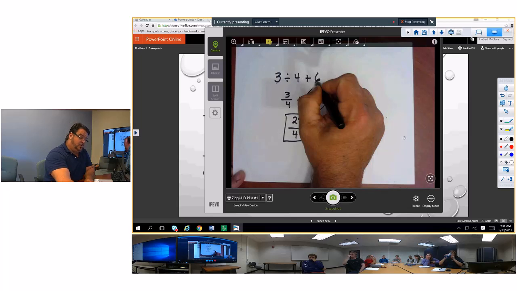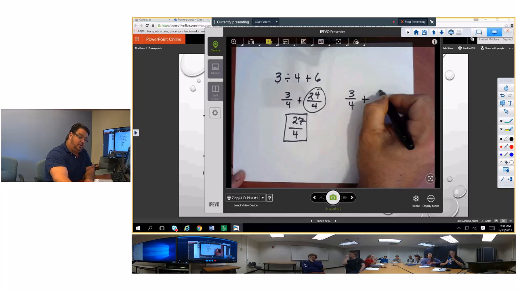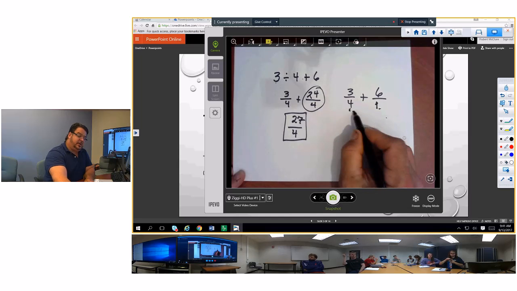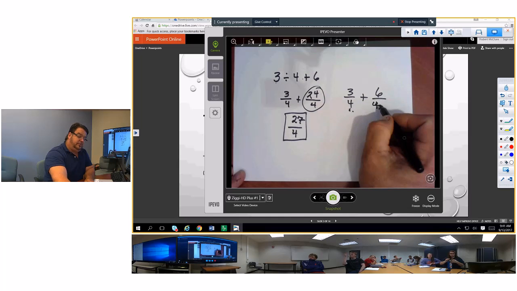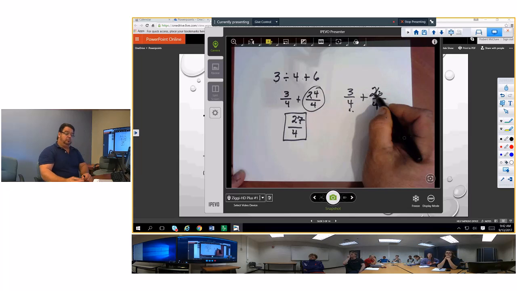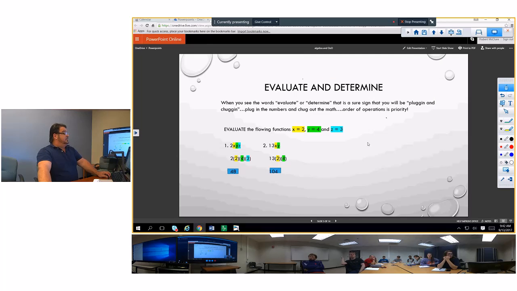Well, that would be 6 over 1. So that's 3 over 4 plus 6 over 1. You can't add unless you have common denominators. So you got to make this a 4. You make this a 4, that's multiplying by 4. You got to multiply this by 4, which is 24. You remember that. The cobwebs are coming loose, right? They're slowly getting knocked off.